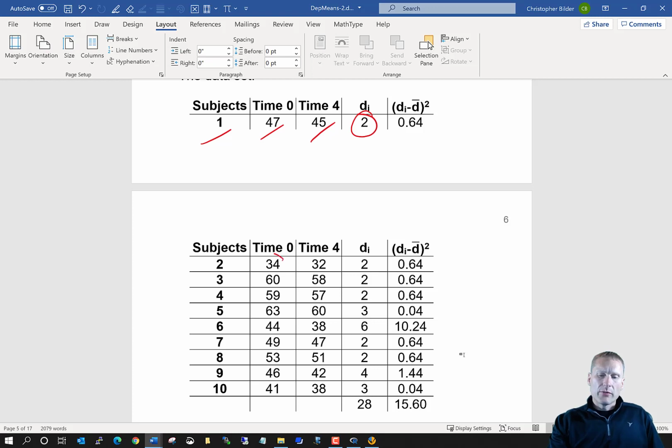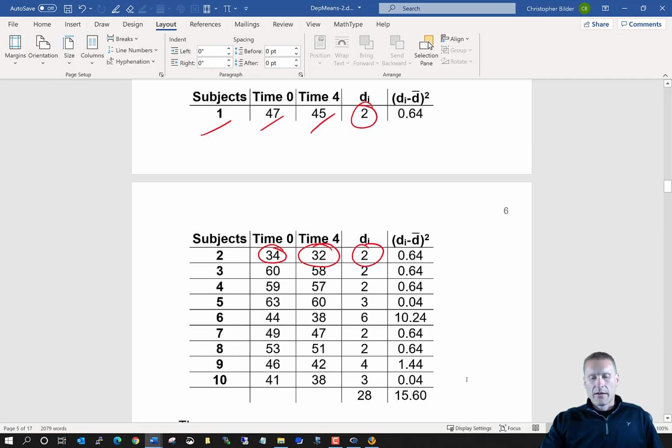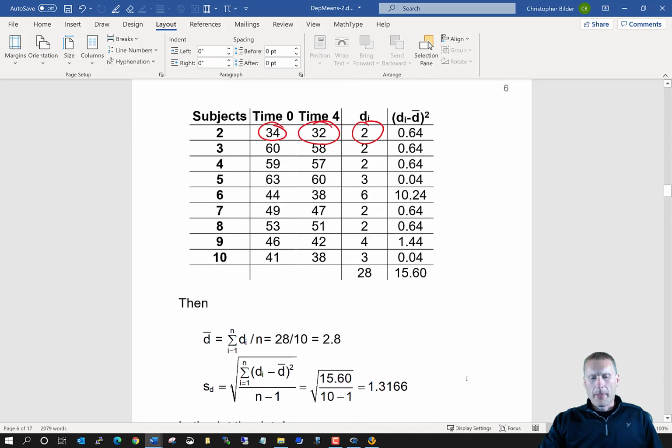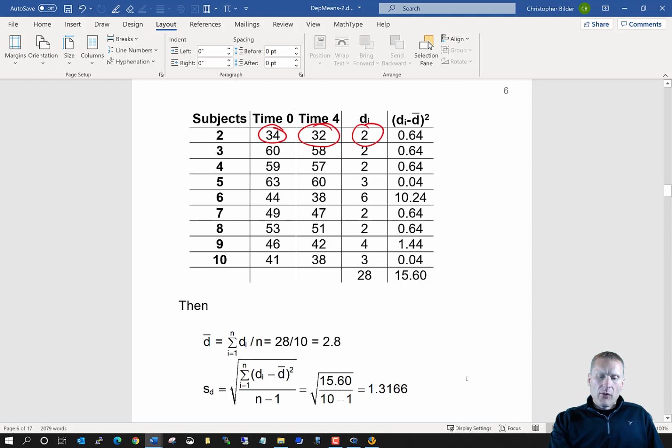Subject number 2, 34 at time 0, at time 4, 32. Again, a difference of 2. And there was a total of 10 different subjects in the sample. And so from that, we can find the sample mean, which ends up being 2.8. In fact, what you could do is simply add these up, divide by 10, and you get 2.8.